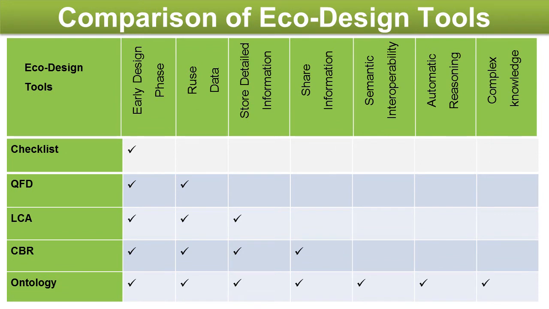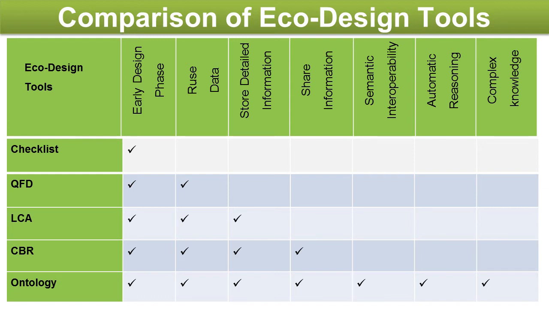In this table, a comparison of eco-design tools, there are many eco-design tools such as checklist, quality function deployment, lifecycle assessment, case-based reasoning, and ontology. When you see this table, for example, the checklist only covers the early design phase. QFD only covers the early design phase and reuse data. Lifecycle assessment covers early design phase, reuse data, and stored detailed information. Case-based reasoning covers the early design phase, reuse data, store data information, and finally sharing information.